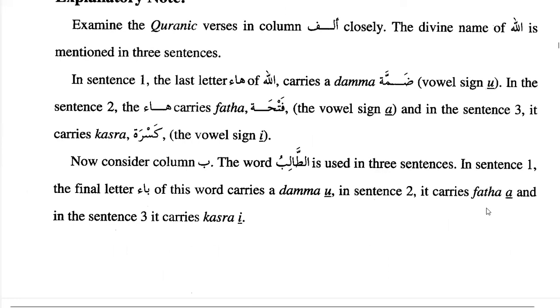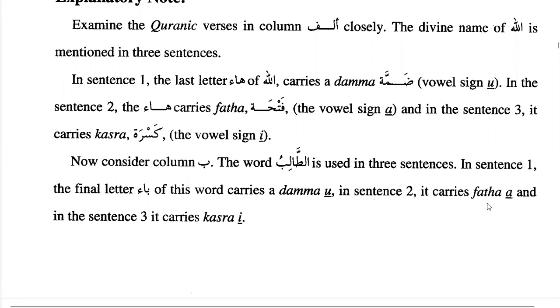Now consider column B. The word talibu is used in three sentences. In sentence one, the final letter ba of this word carries a dhamma, u. In the sentence, this u represents dhamma. In sentence two, it carries fatha, a.